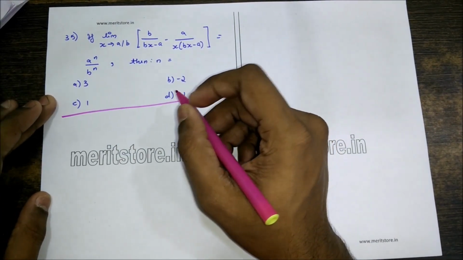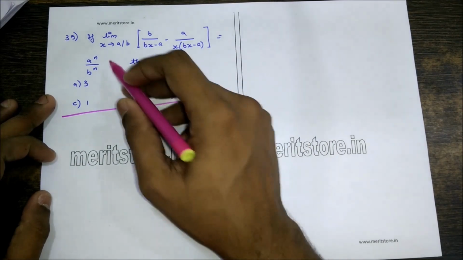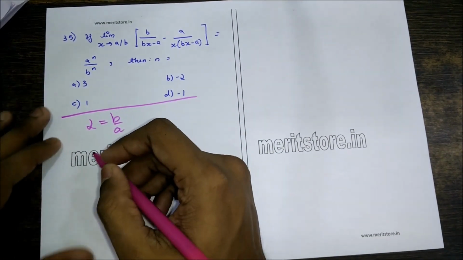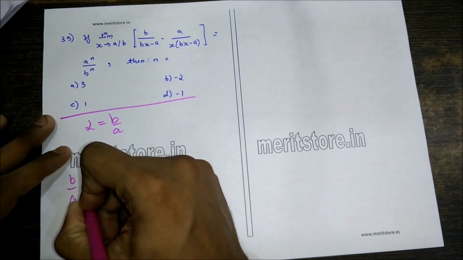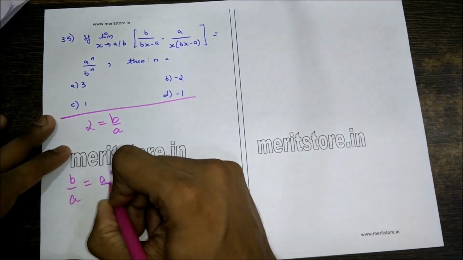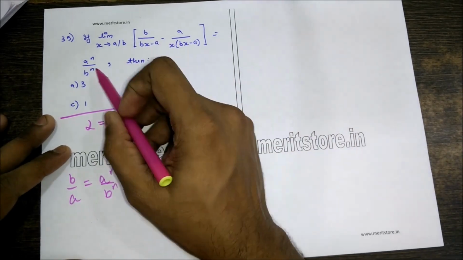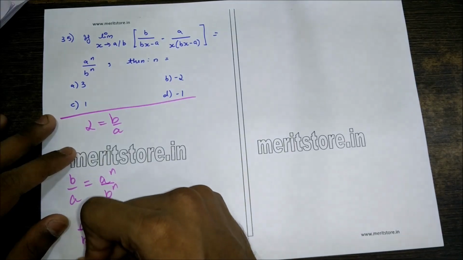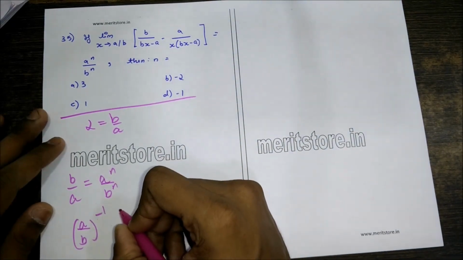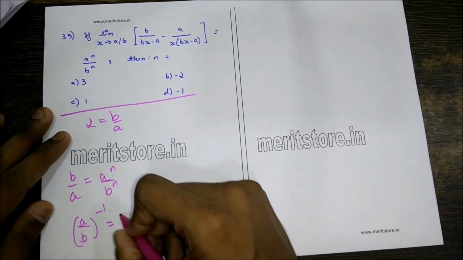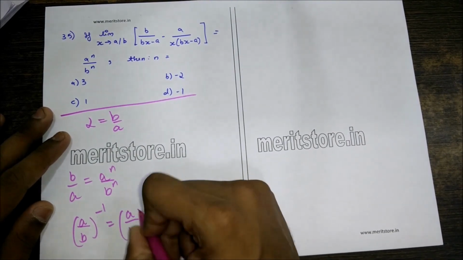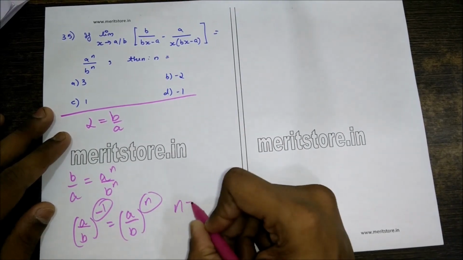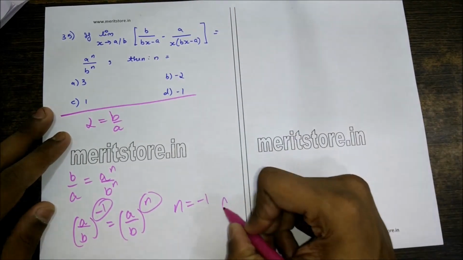So if L is the limit on the left hand side, then L should be equal to b by a. So we know b by a we can write as a raised to n by b raised to n, which is the right hand side. So therefore a by b raised to minus 1 equals a by b raised to n. Therefore we can say n is equal to minus 1, which is option D.